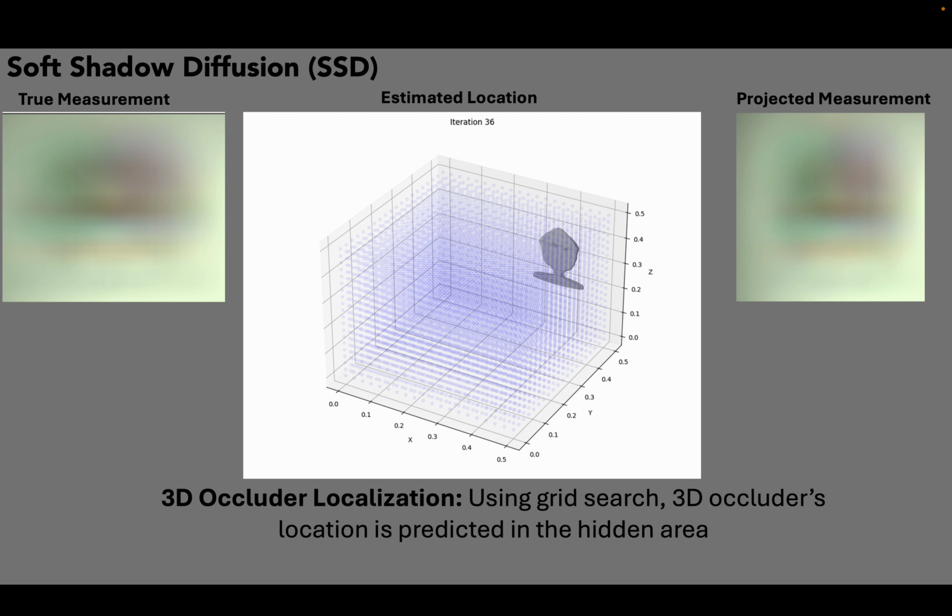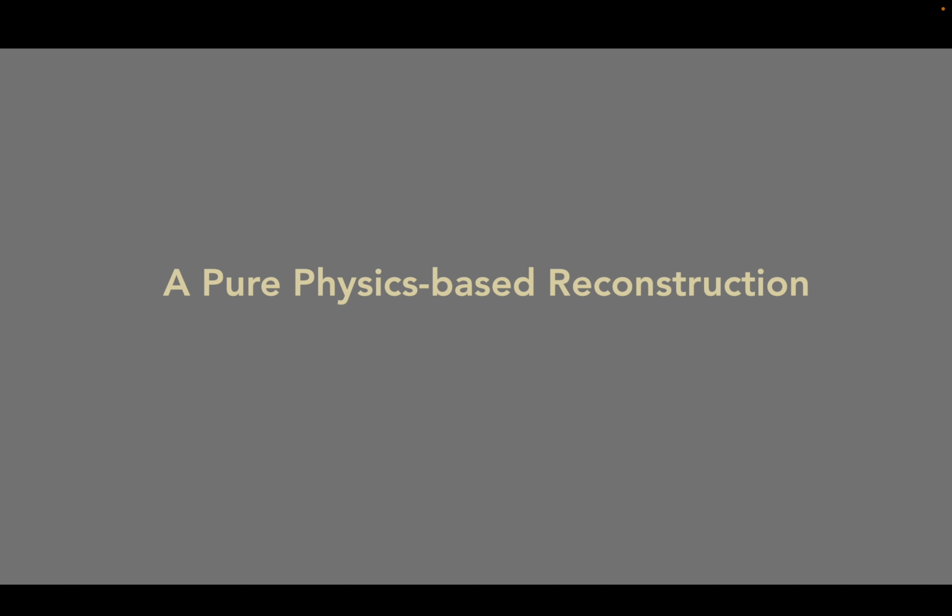Once the correct location is estimated, we then use a physics-based optimization method to reconstruct the 2D image of the non-occluding component of the hidden scene. Soft shadow diffusion reconstruction is inspired by the physical property of this problem. But let us see the physics-based reconstruction method that inspires the soft shadow diffusion model.